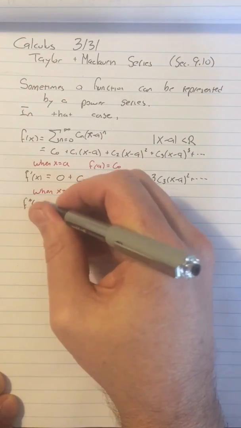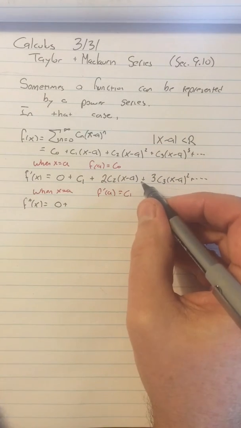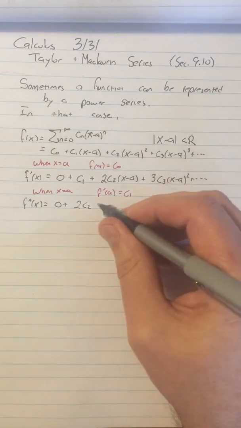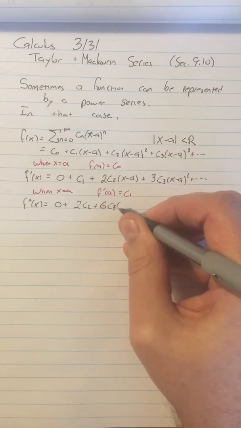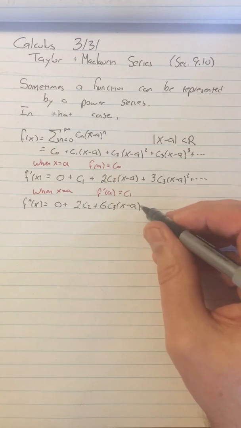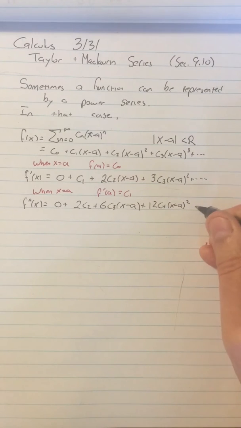So I'll do f double prime of x. The c1 is going to become 0 again. Now I'm going to have just 2c2 for this term. This term I have to do the power rule, so I'm going to have plus 6c3 (x minus a). And of course, the next term after this would have been 4c4 (x minus a) cubed. So my next term here is going to be 12c4 (x minus a) squared. And so on. I'll just put in the next one because we're going to have to keep doing this. The next one is going to be 20c5 (x minus a) cubed. You can work out to see why that is.